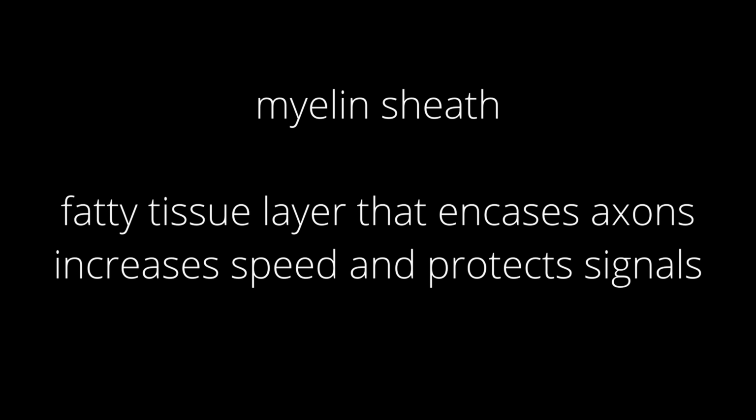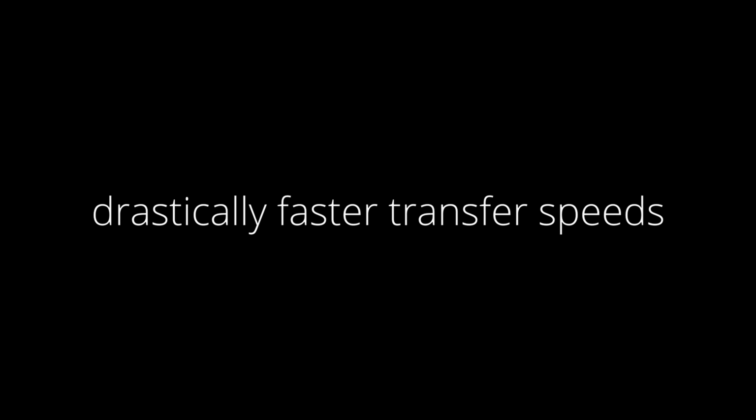The myelin sheath is a fatty tissue layer that segmentally encases the axons of some neurons. Segmentally just means discrete, discontinuous segments. Unlike the headphone cables, the myelin sheath also enables drastically faster transfer speeds across an axon to other nerve cells.